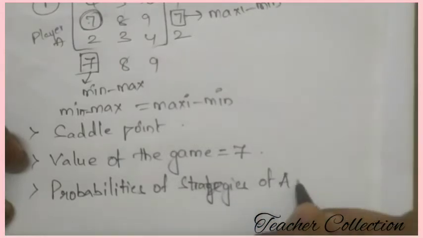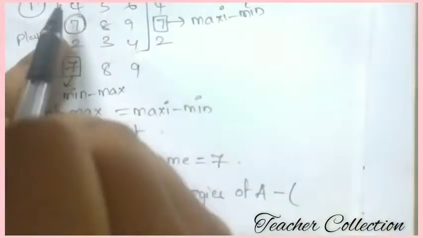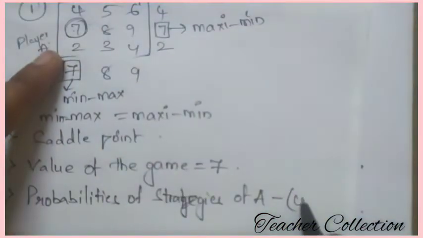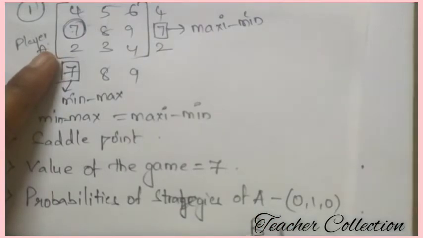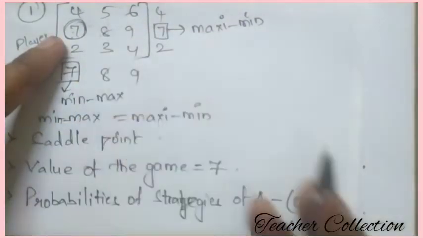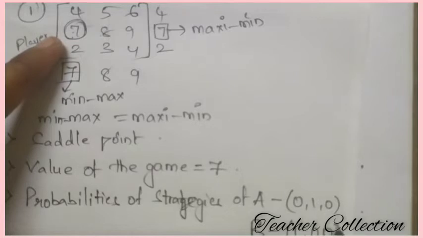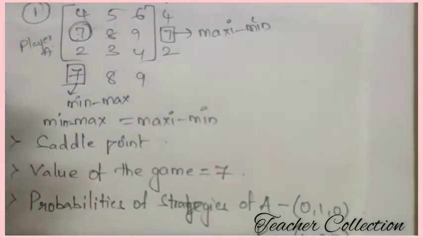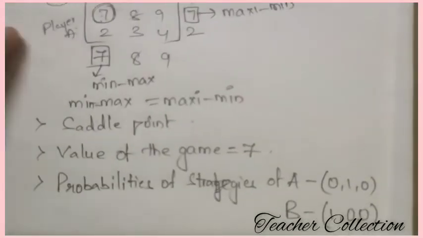For player A we get 0 1 0, and for player B we get 1 0 0. Okay, these are the probabilities of strategies. Here, player A must always select the second strategy with probability 1, whereas player B must select the first strategy with probability 1.